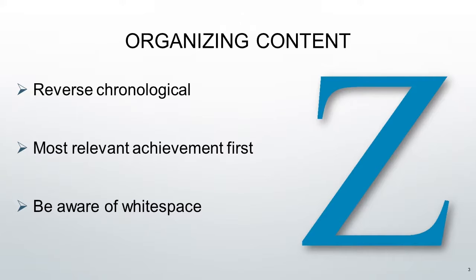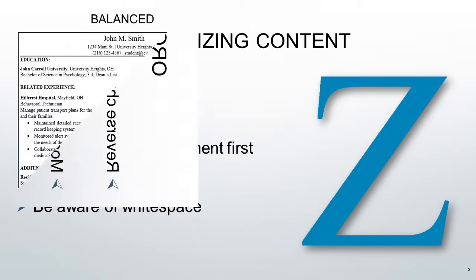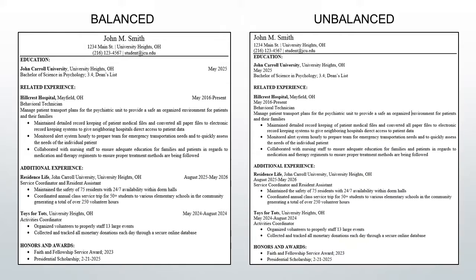Be sure you do not have too little or too much white space throughout the document. An example of this may be having all your information left aligned, which would leave too much white space on the right side of your document, as you see in the document on the right. The document on the left is what a balanced resume looks like.